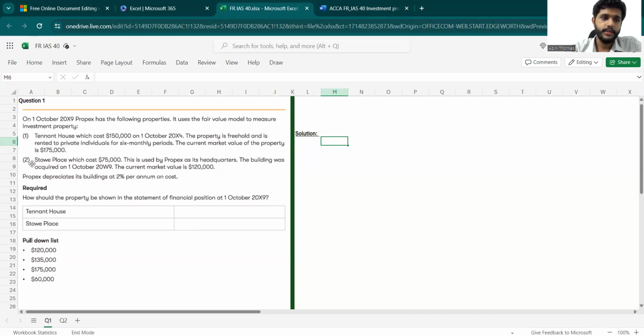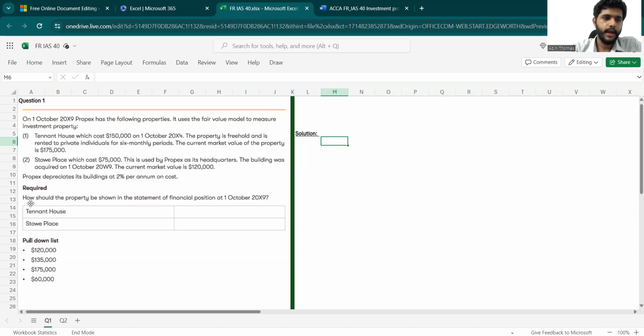And the second scenario is Stovey Place, which costs 75,000. This is used by Propex as its headquarters. The building was acquired on 1st October 20W9, which is the past decade, 10 years back. The current market value is 120,000. In both the cases, the value of the property appreciated. And Propex depreciates its building at 2% per annum on cost.